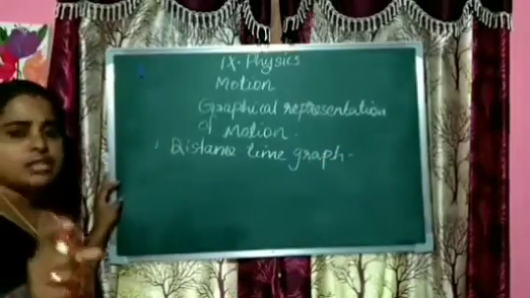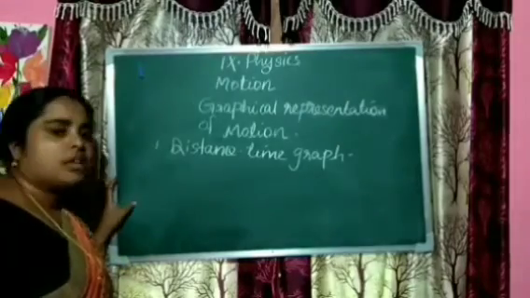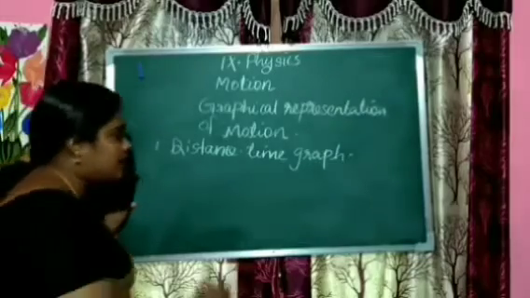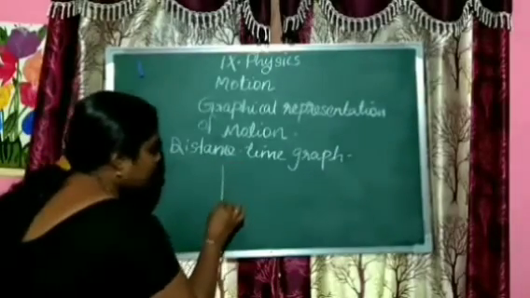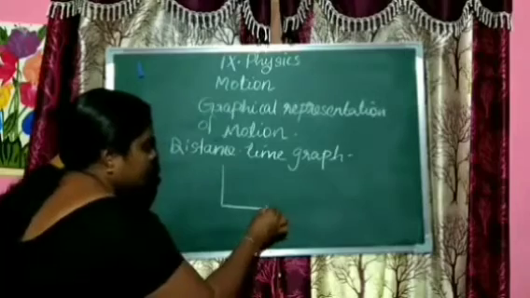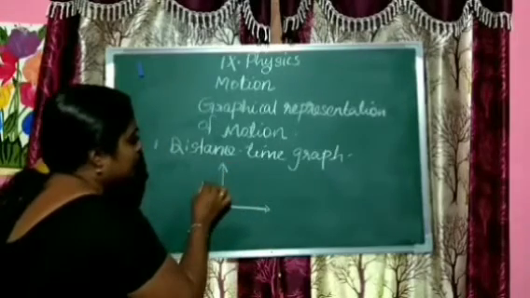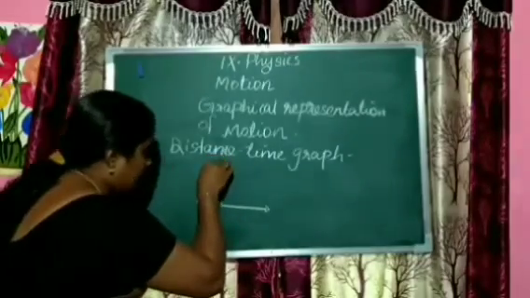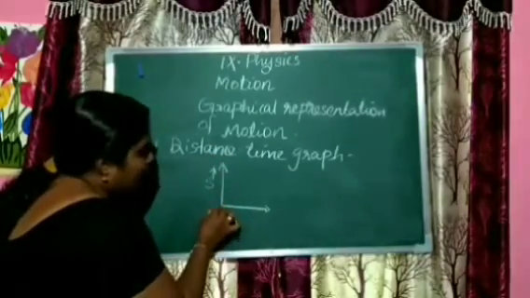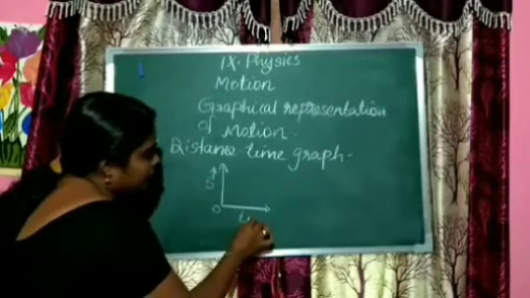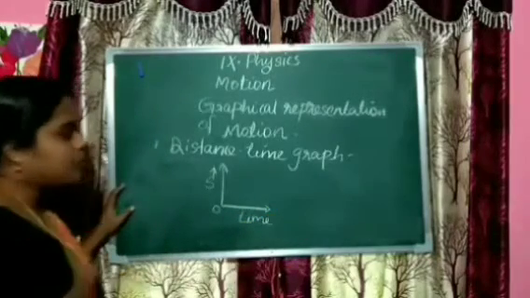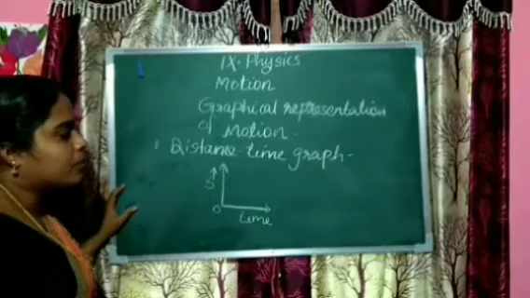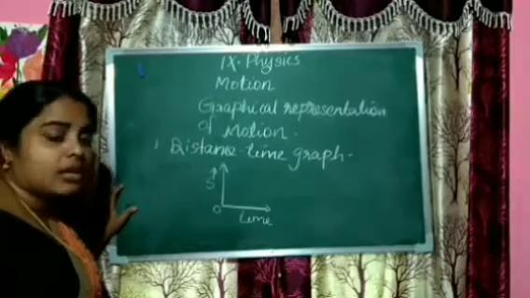In a distance time graph, to plot a graph, mainly we use two axes, x-axis and y-axis. We already know that distance is represented by the letter S, and distance is taken along the y-axis and time is along the x-axis. So we can define a distance time graph as a graph plotted between distance and time.